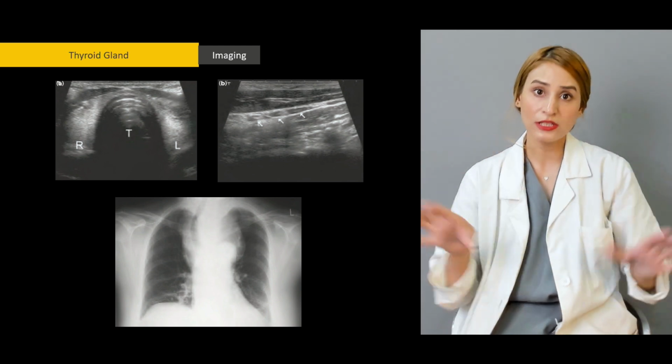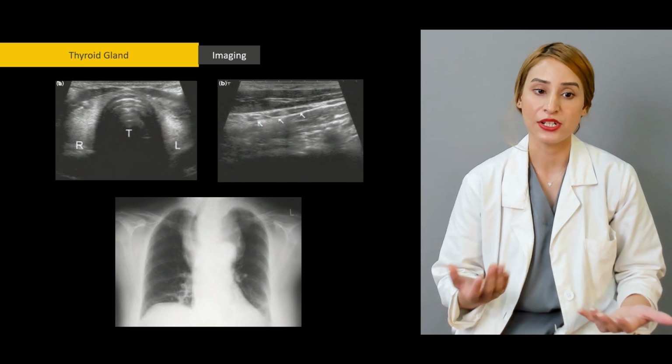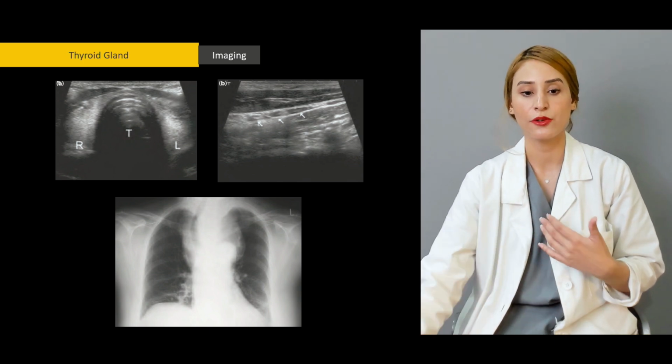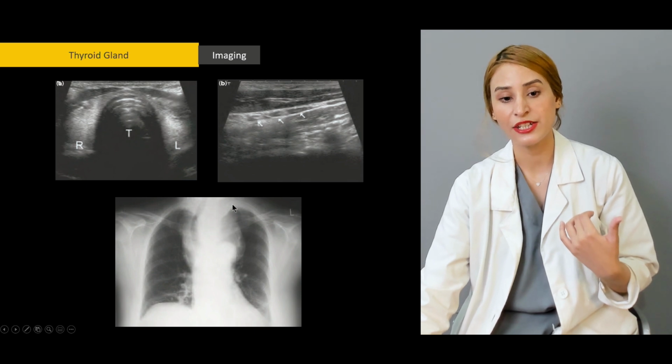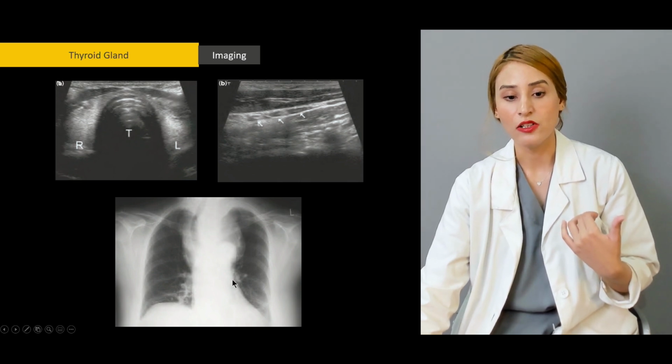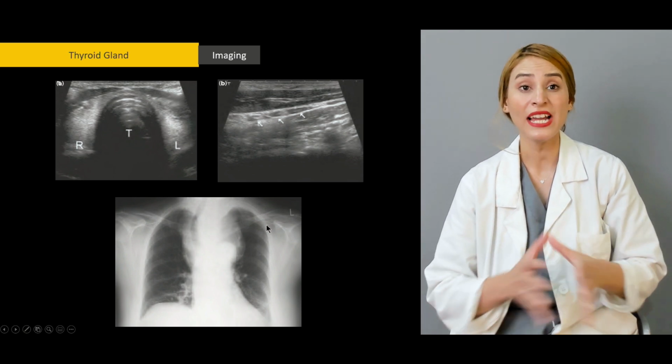So for all those things, you need to have imaging. If we talk about the imaging of the thyroid gland, the basic modality we have is a chest X-ray. You can see that there is a large thyroid just in the retrosternum.